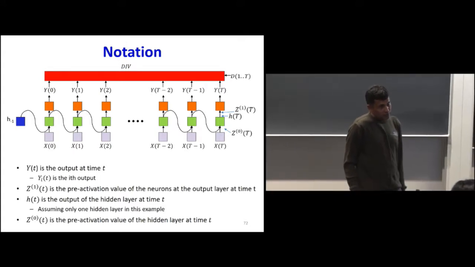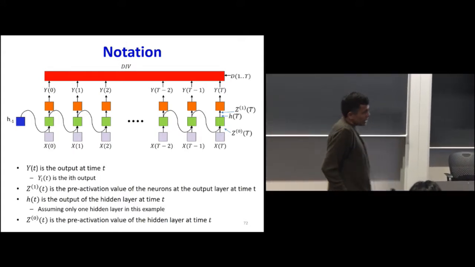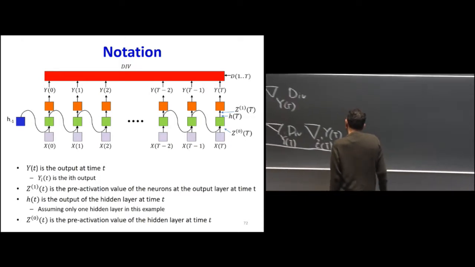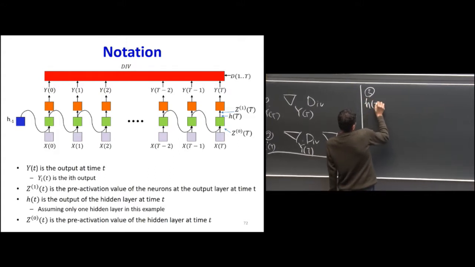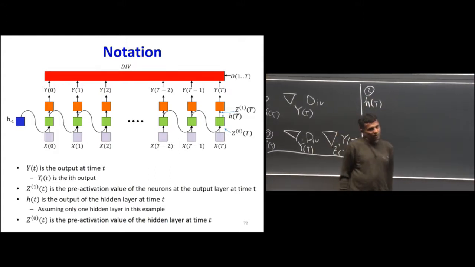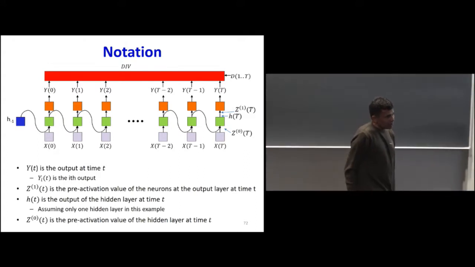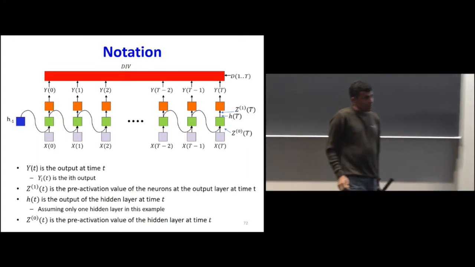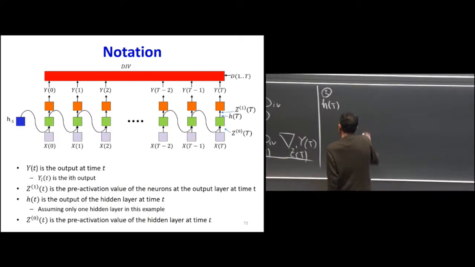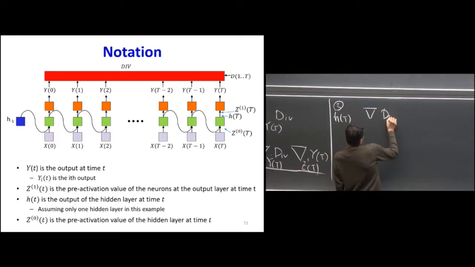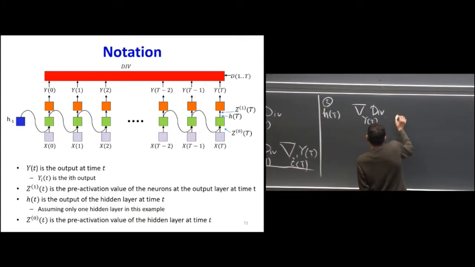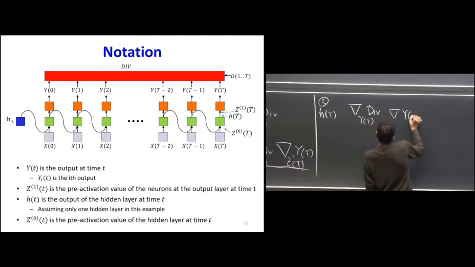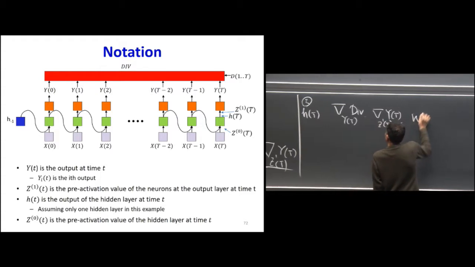You're going to be computing the derivative with respect to ht, right? So what is that going to be? What would that be? Post or pre? Post, right? So this is going to be the derivative of the divergence with respect to yt times the derivative of yt, which is actually a Jacobian, correct? z1 of t times w.